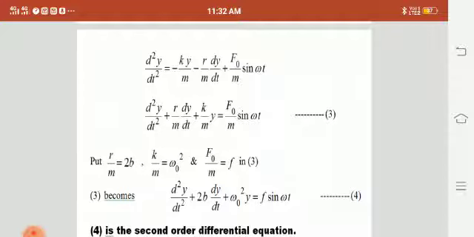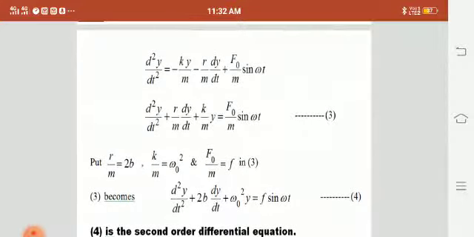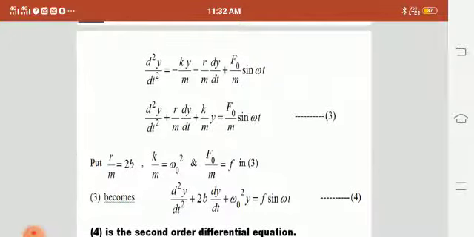So, equation number 3 becomes d squared y by dt squared plus 2b dy by dt plus omega naught square y is equal to f sine omega t. This is the second order differential equation of forced harmonic oscillation. Here we have derived the second order differential equation. Now we are going to see the solution for this.